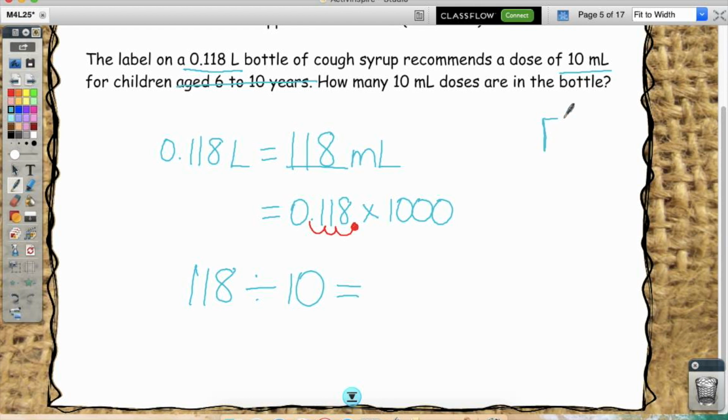Now, a lot of kids are going to want to do this, which you would still get the same answer. But you don't need to go to that much trouble. What trick are we going to use? Zero trick. Nope. No, decimal. Decimal trick. So where's my decimal in 118? At the end. And which way do I move the decimal when I divide? Left, and how many for 10? 1. So the answer to how many doses are in that bottle of cough syrup is 11.8 milliliters. Nope, not milliliters, just doses. Okay, so that's a review.